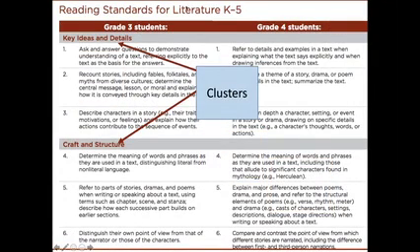So if you look here, here's the domain, reading literature. Cluster is the key details, and it's a cluster of standards. So for 3rd grade, key details will include these standards. Craft and structure for 3rd grade will include these standards. For 4th grade, it's the same reporting category, the same cluster, but it has 3 different standards and 3 different standards for craft and structure. So if you're looking at your reporting category scores, you can determine which standards the scores refer to.